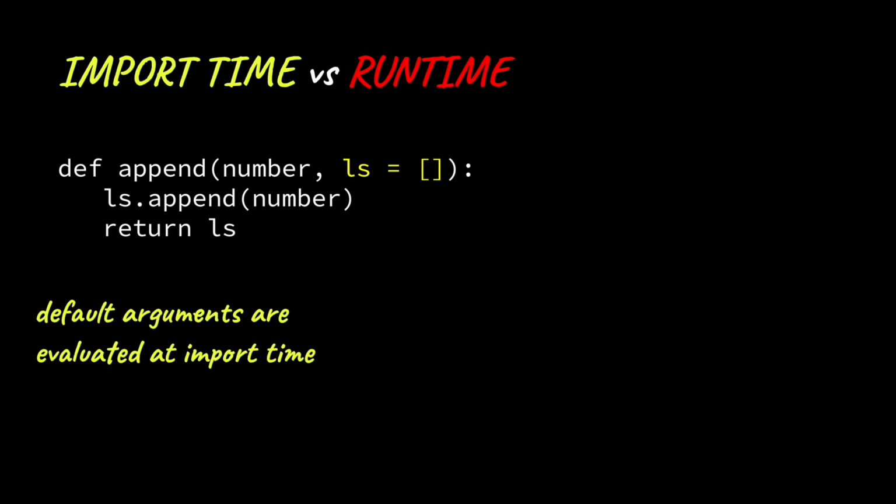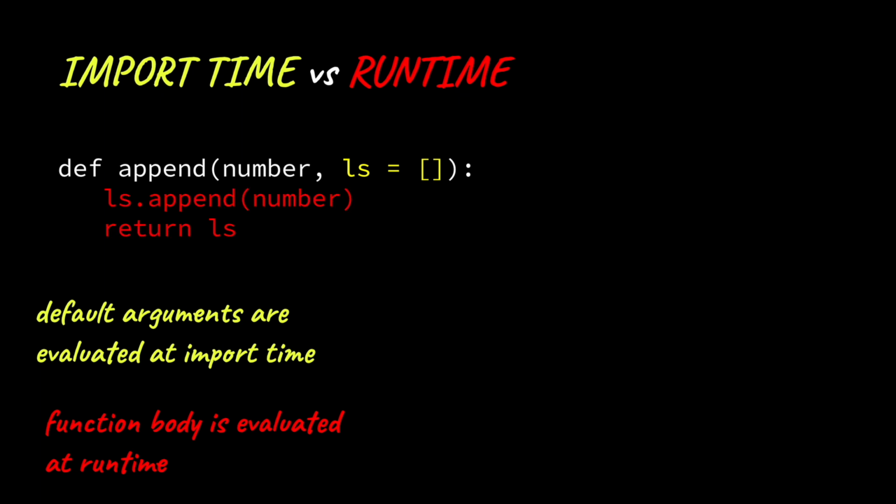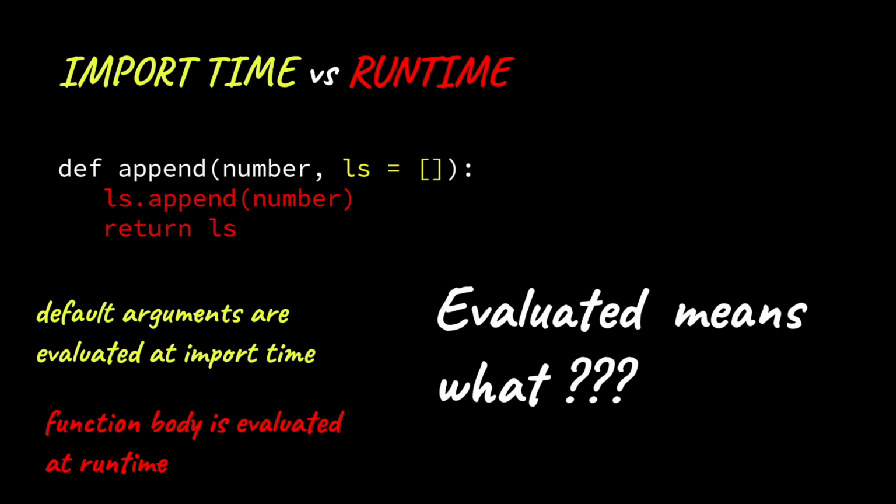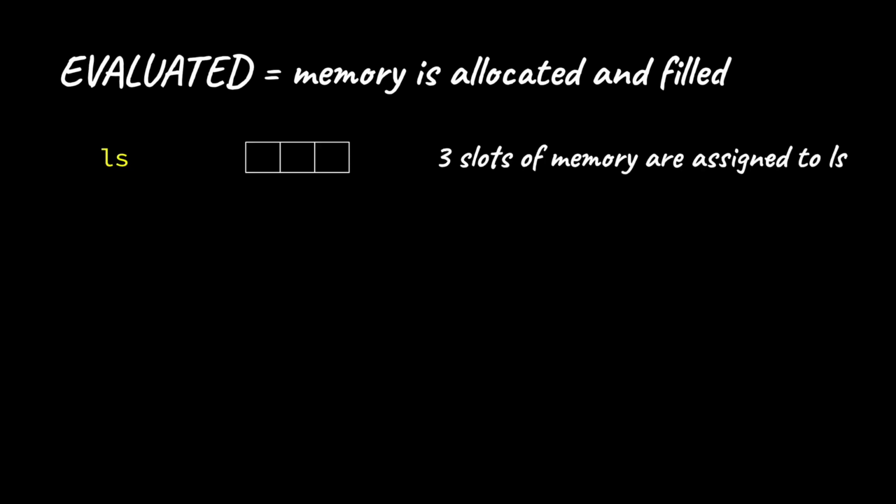On the other hand, when you call the function, Python will evaluate and execute the code found in the body. And that happens when the program is running. That's why we call this at runtime. So now you may ask, but what does evaluated actually mean? And why is this runtime versus import time thing relevant? Evaluated means that memory is allocated and filled with some values. So in the case of default arguments, this means that slots of memory are reserved to each default argument you might have in your function, and the memory is filled with their default values.